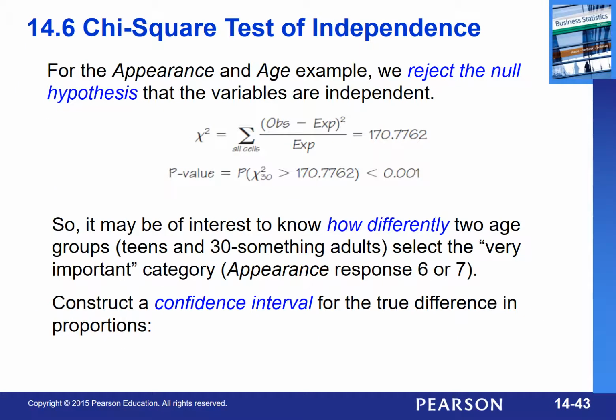Okay. So back to the appearance and age example. When we rejected the null hypothesis that the variables were independent, you might ask yourself how different two age groups appear to rate appearance. In which case you can use our previous example of looking at two proportions to construct some confidence intervals. Here's how you would do that.